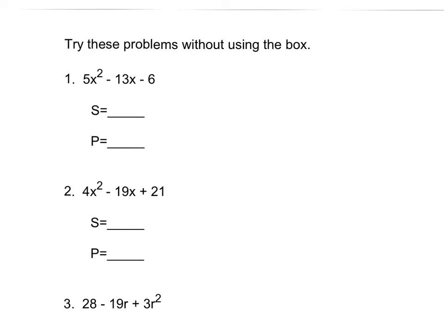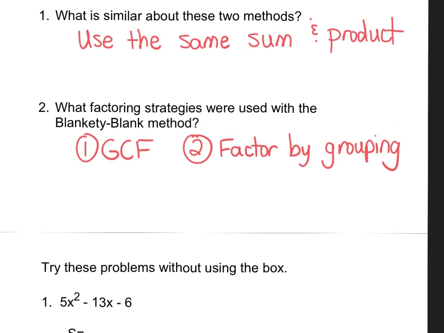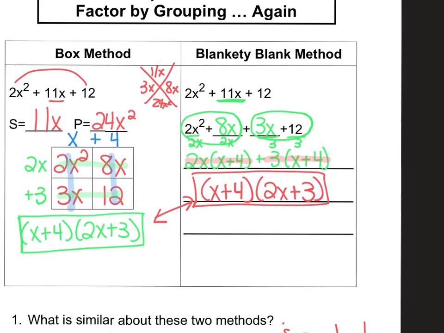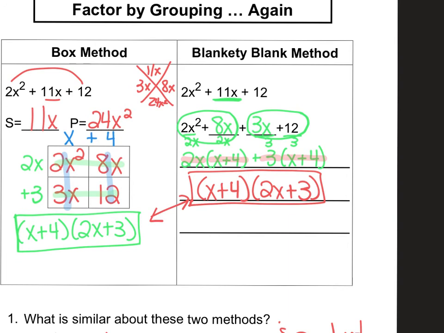Because this is the note set to teach the blankety-blank method, we're going to try it without using the box. But I do just want to go back to the first page real quick and tell you one thing. If I had switched these terms and put the 3x here and the 8x here, it still would have worked out just the same, except I would have gotten the 2x plus 3 inside the parentheses, and the x plus 4 would have been our GCFs on the outside. That would have been the only difference. So it really doesn't matter. Just like the box, you don't have to worry about where you put those two factors.